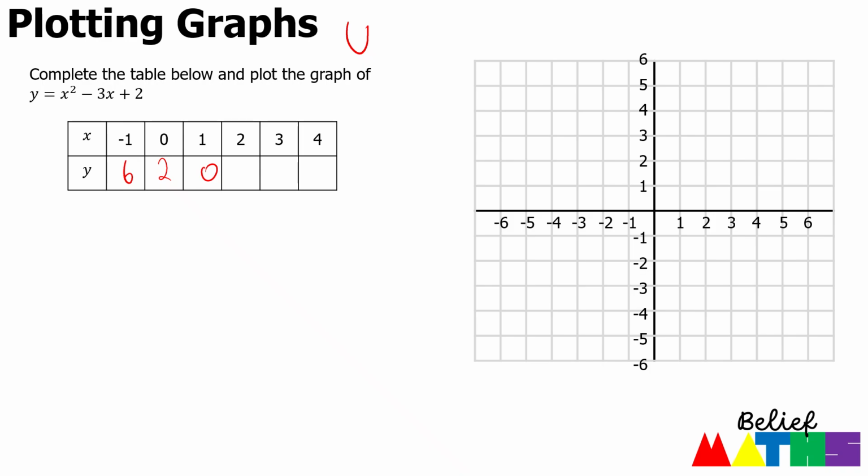Sub in 2, that also gives us 0. Sub in 3, that gives us 2. And sub in 4, and we get 6. And you'll often see that this will happen. It'll repeat the pattern. So therefore, if we go to minus 1 and 6, 0, 2, 1, 0, 2, 0, 3, 2, and 4, 6.